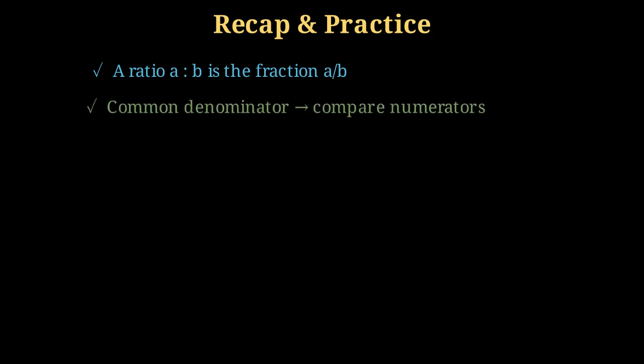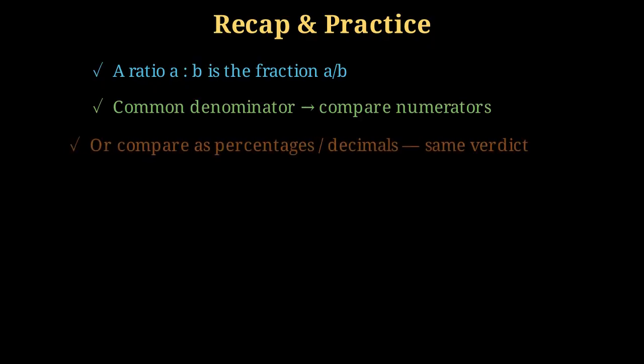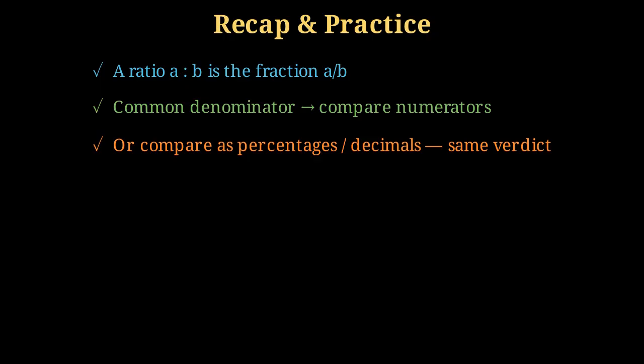Let's close the loop on everything you set out to learn today. Every ratio, A to B, can be written as the fraction A over B. That is what lets us relate different ratios. Method 1. Put the fractions over a common denominator, then compare the numerators. Or turn both ratios into percentages or decimals and compare those. All 3 methods always give the same verdict.